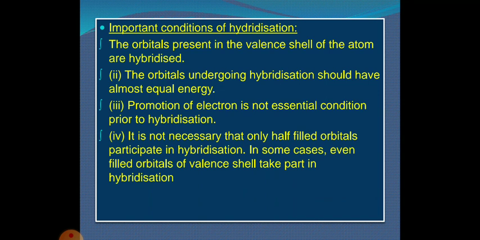Now, there are different important conditions of hybridization. The orbitals present in the valence shell of the atom are hybridized. The orbitals undergoing hybridization should have almost equal energy. Then only hybridization will take place. Promotion of electron is not an essential condition prior to hybridization. It is not necessary that only half-filled orbitals participate in hybridization. In some cases, even filled orbitals of the valence shell take part in hybridization.